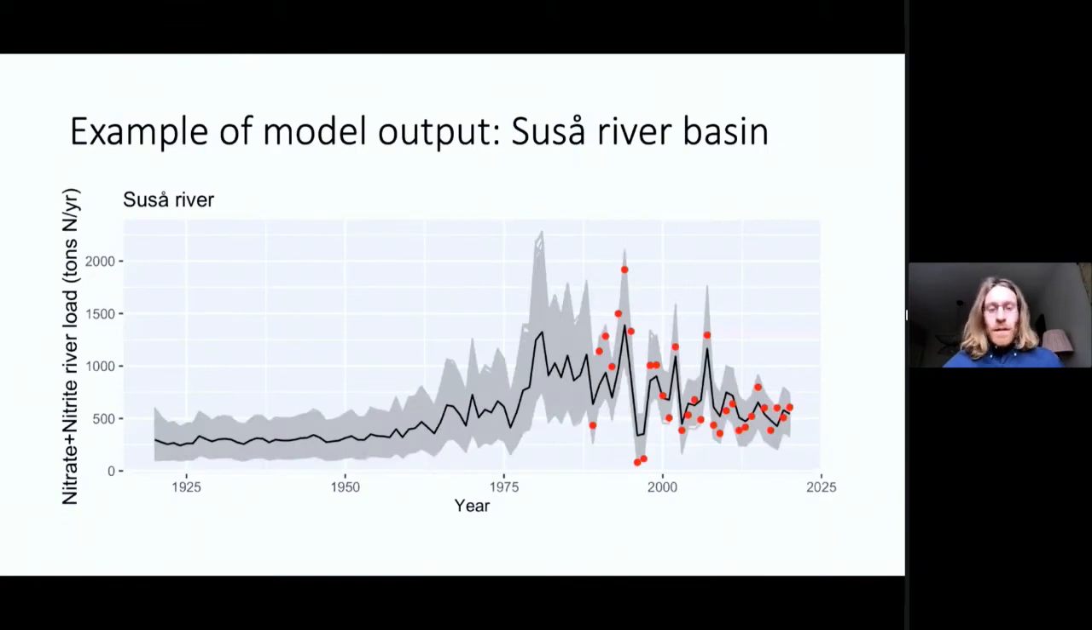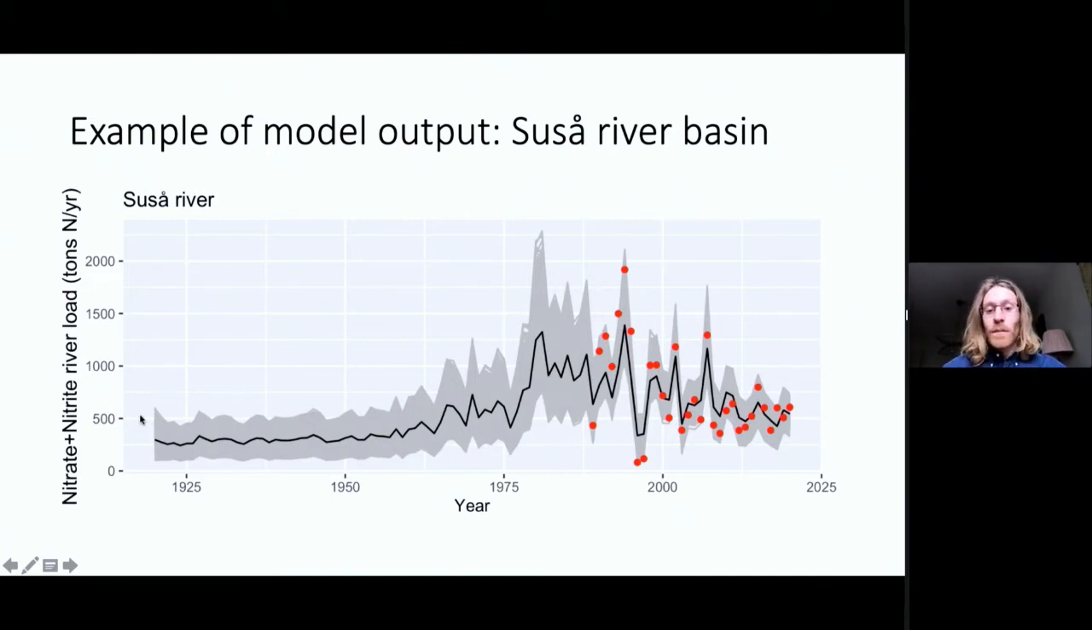So once you factor these inputs in, you have to calibrate 10 or so parameters for this type of model. And what you obtain is a simulation of what's the river load, so what's coming out at the outlet of the river, how much nitrogen in tons, nitrogen per year. Here you see on the y-axis.